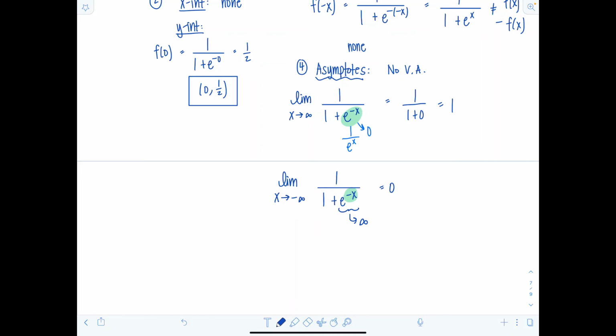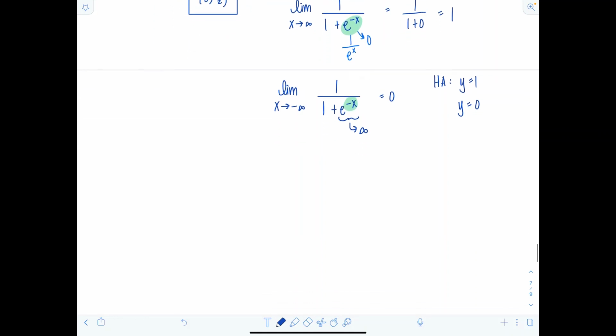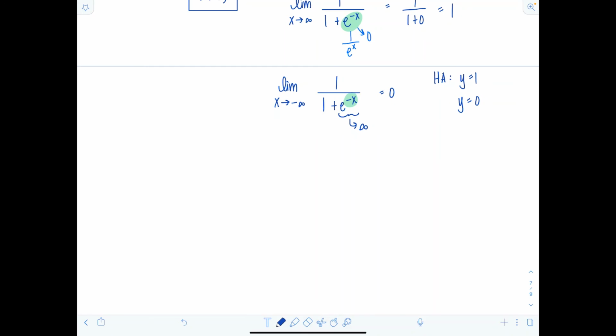So this is fun because we have two different horizontal asymptotes. When you go in the positive x direction, the horizontal asymptote is at y equals 1. And when you go in the negative x direction, the horizontal asymptote is at y equals 0. Ooh, so snazzy. Okay, derivative time. Increasing, decreasing, all that good stuff.